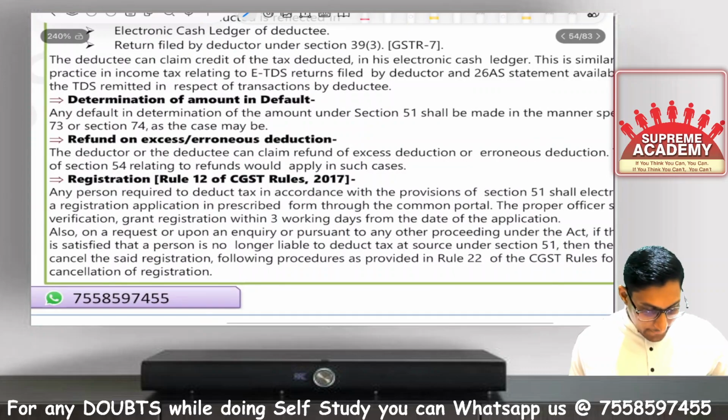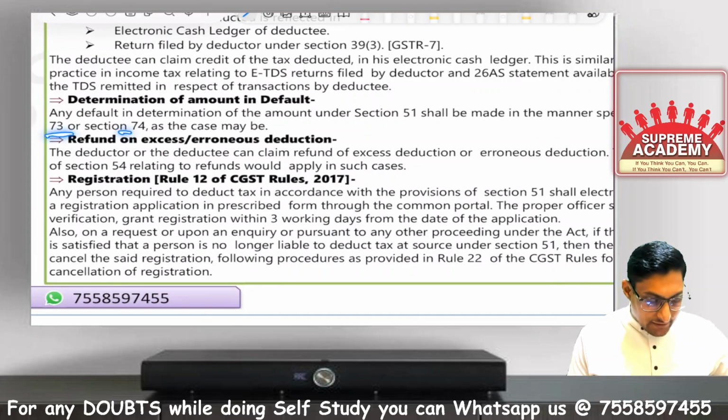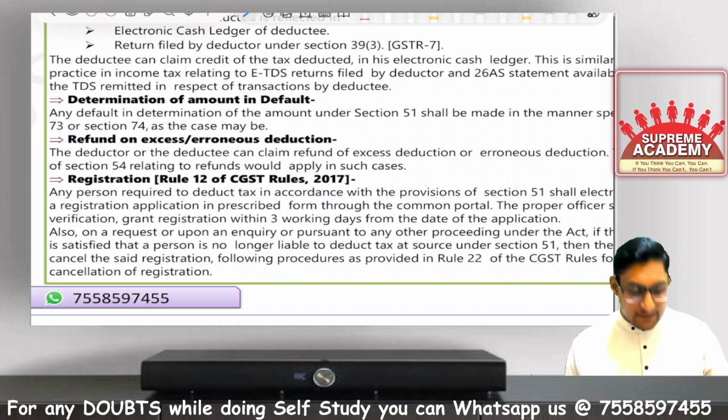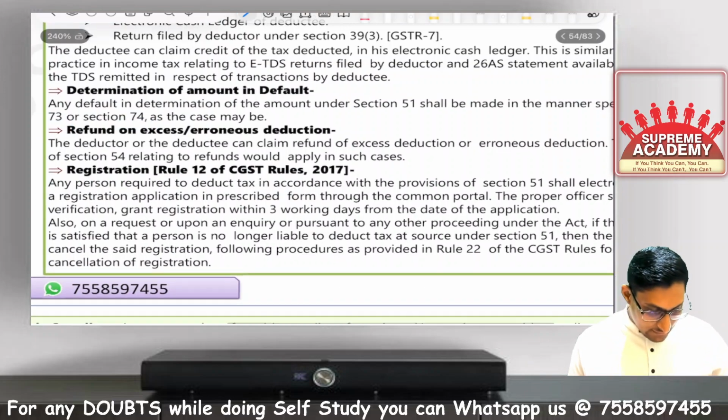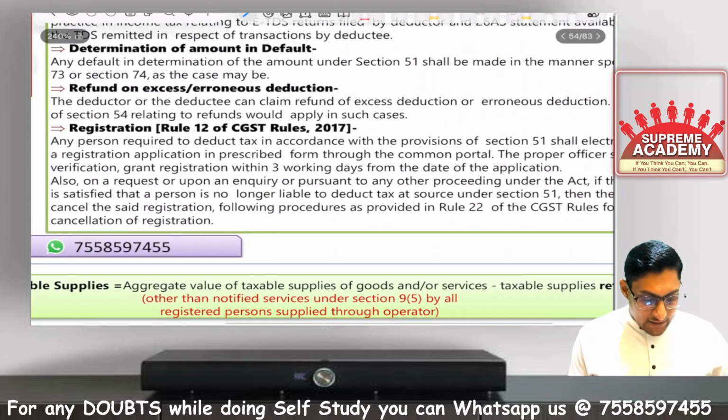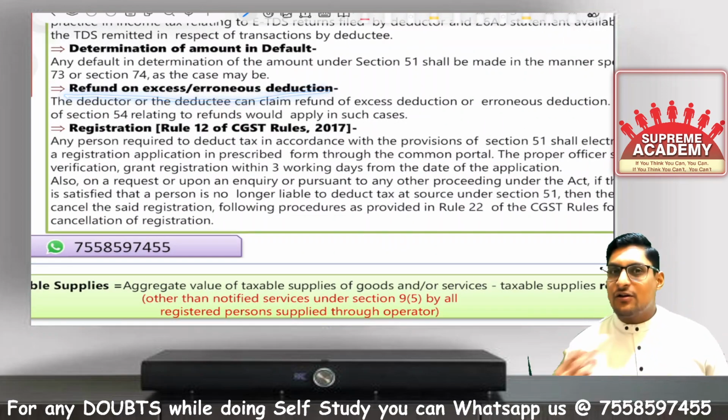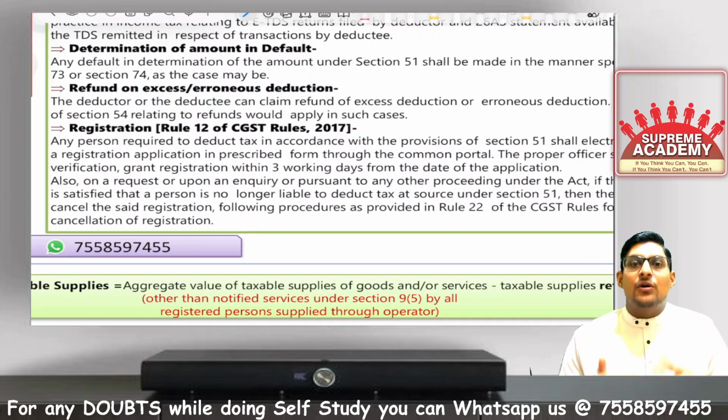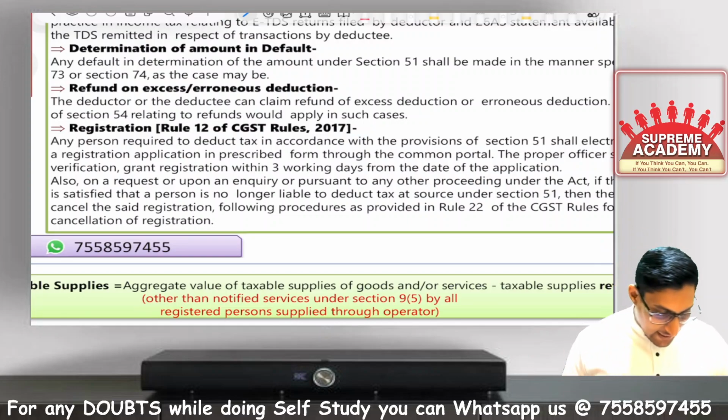Now, if any amount is determined under sections 73-74 of the Act, then also it will be included in the return itself. In case of any excess deduction, it may happen in some cases that the deductor deducts more tax than required, say 4% instead of 2%. Then the deductee will get a refund of that excess amount, and if that refund is delayed, there is also a provision for interest on the delayed refund under the Act.